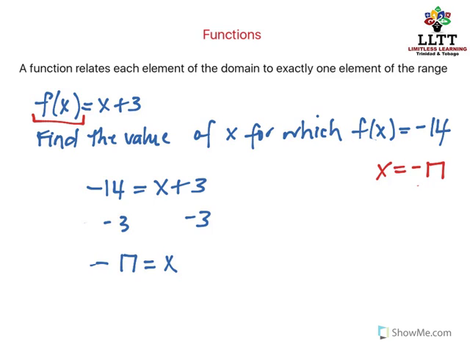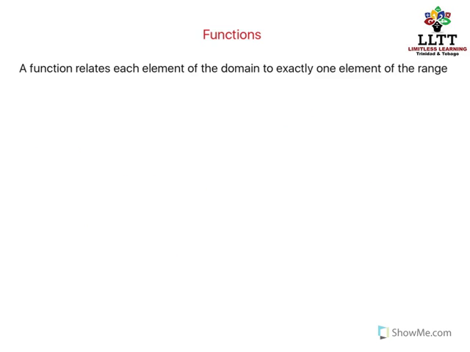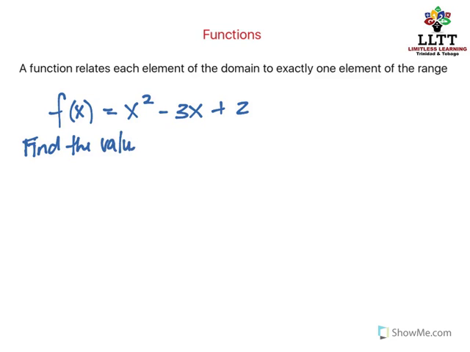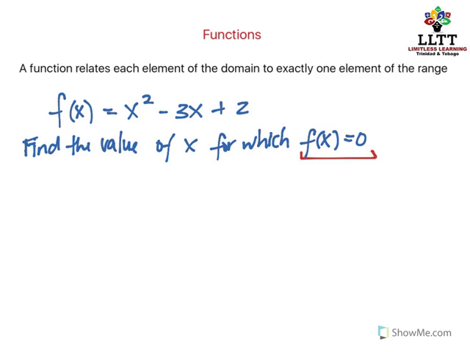Okay, let's look at another example. I'm given the function f of x is equal to x squared minus 3x plus 2. And I want to find the value of x for which f of x is equal to 0. So all I'm going to do is replace f of x with 0. So I get that 0 is equal to x squared minus 3x plus 2. So essentially, I have a quadratic equation that I need to solve, right? It's of the form ax squared plus bx plus c is equal to 0.